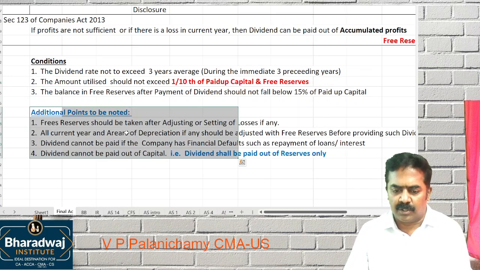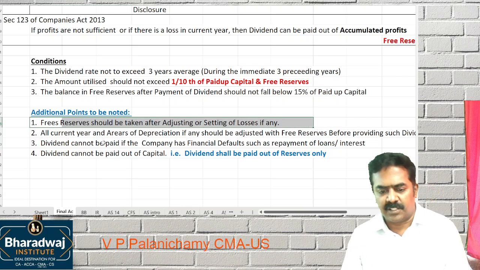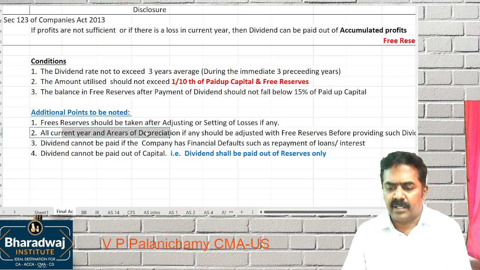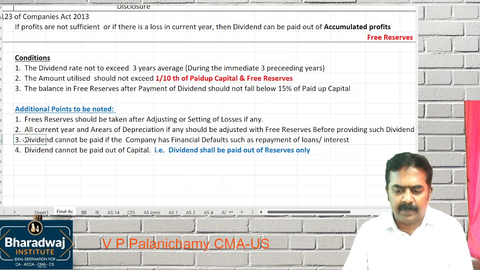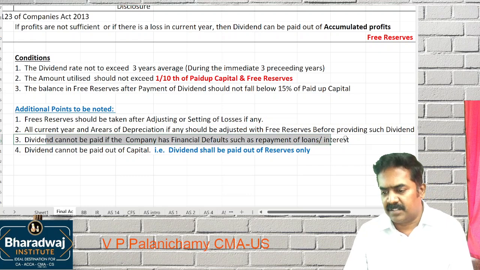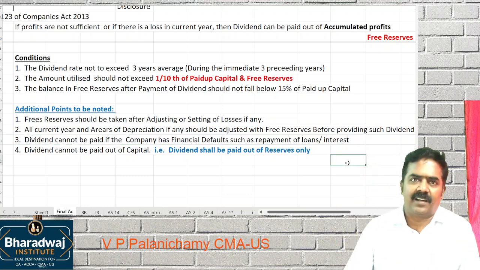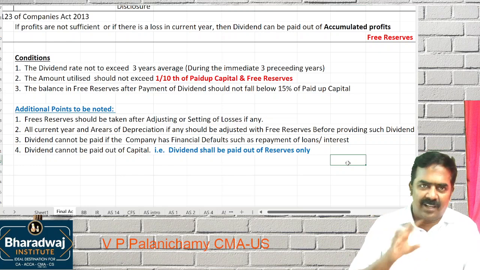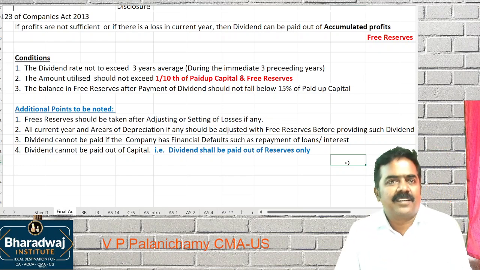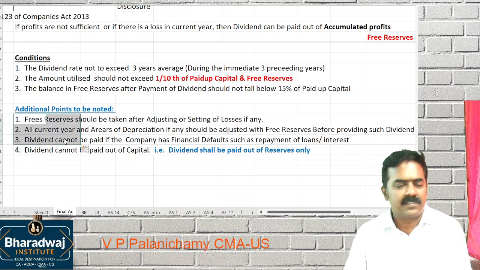There are other conditions also, like free reserves should be taken after adjusting losses, if any. All current year and arrears of depreciation should be adjusted before paying dividend. Dividend cannot be paid if there is a financial default. The company did not repay a loan payable in the current year, or has not paid interest and debentures, or has not settled creditors after the due date. They are called a company in financial default. They cannot pay these dividends.